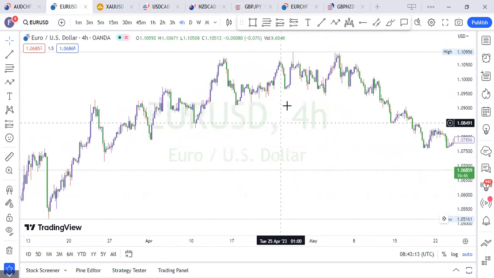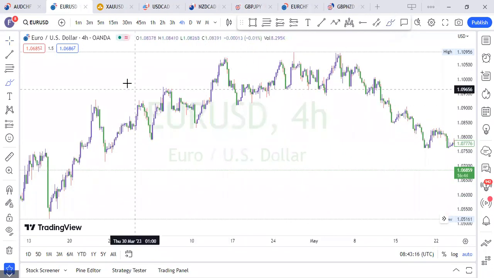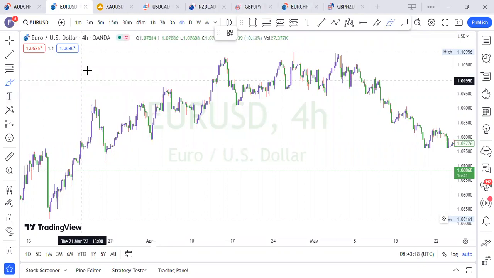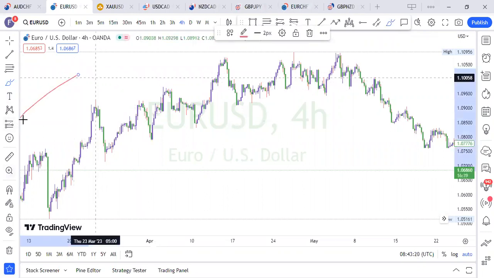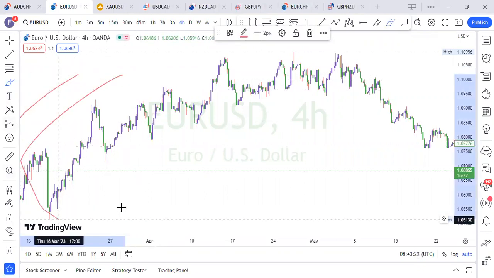Now, looking at this market between this range, let's say between this range like this.